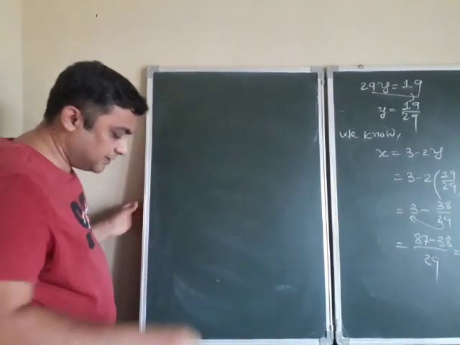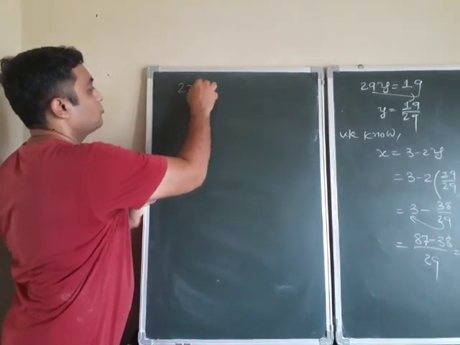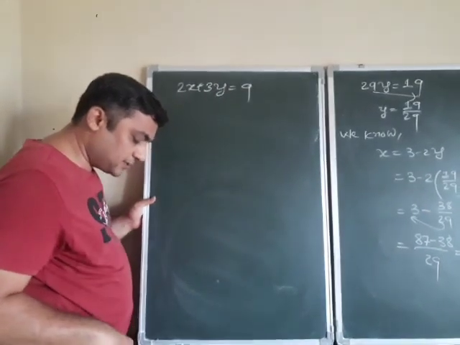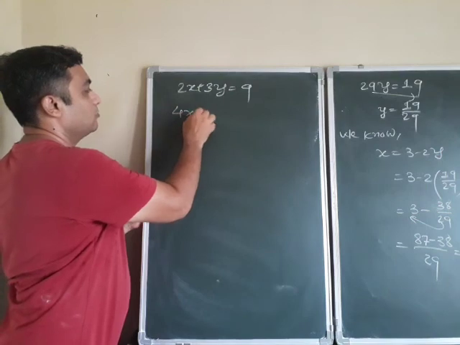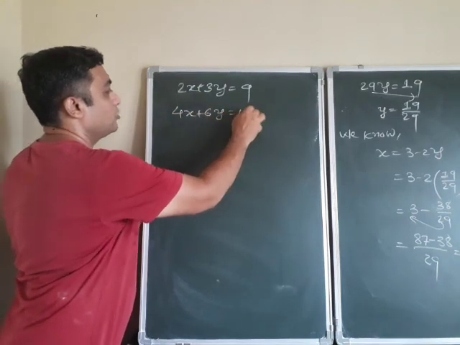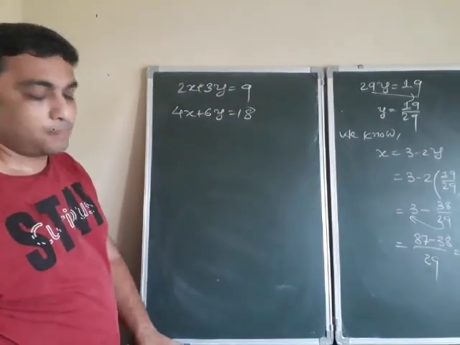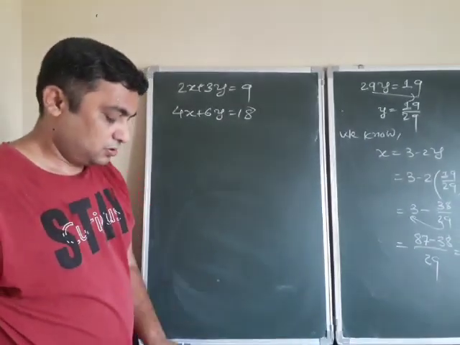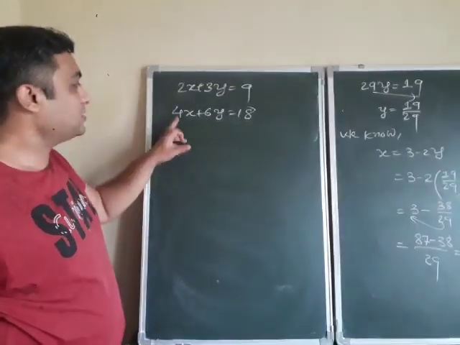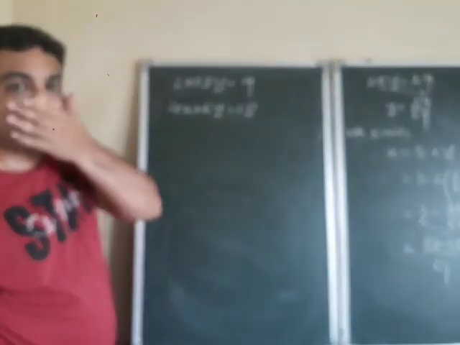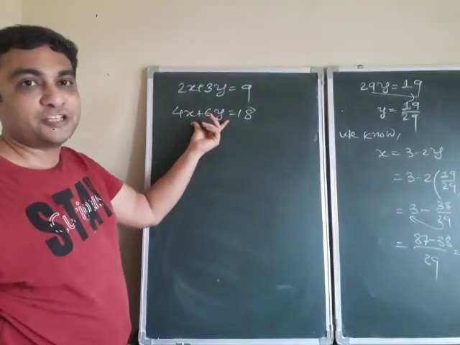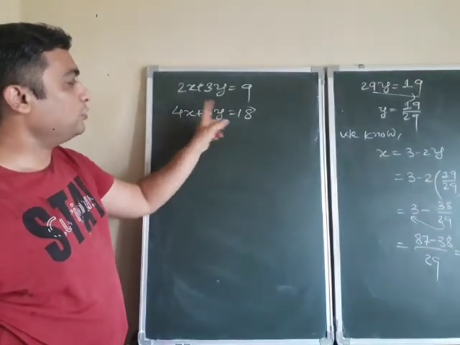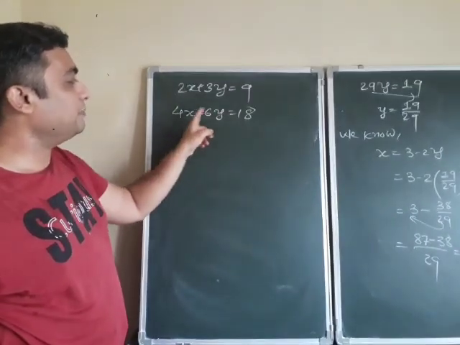See, 2x plus 3y is equal to 9. And the second equation is given, 4x plus 6y is equal to 80. Solve this equation. Clear? Fine. Now see one thing, I give a suggestion. Observe the second equation. This equation is not in lowest form. It means further you can divide it. It is possible to divide these equations by 2 because all are multiples of 2.